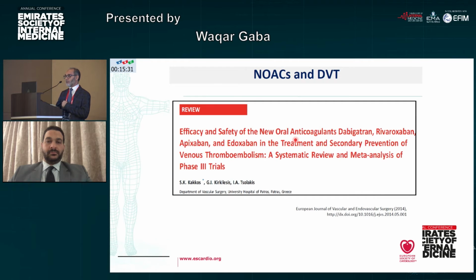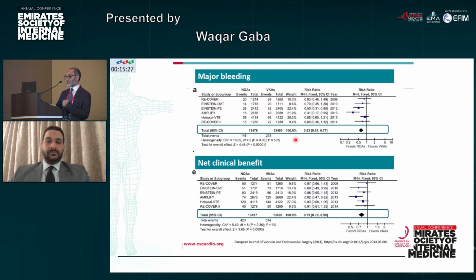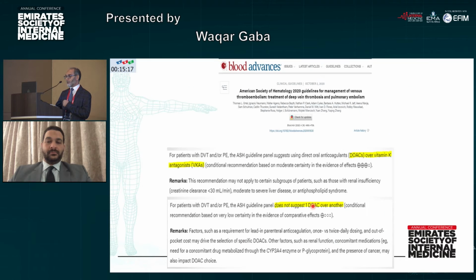So this is the systematic review and meta-analysis done among the DOACs again. And again, you can see among the major bleeding, you have a major advantage that it favors DOAC, okay? And the net clinical benefit goes towards the DOAC as well. So that takes you to ASH guidelines.